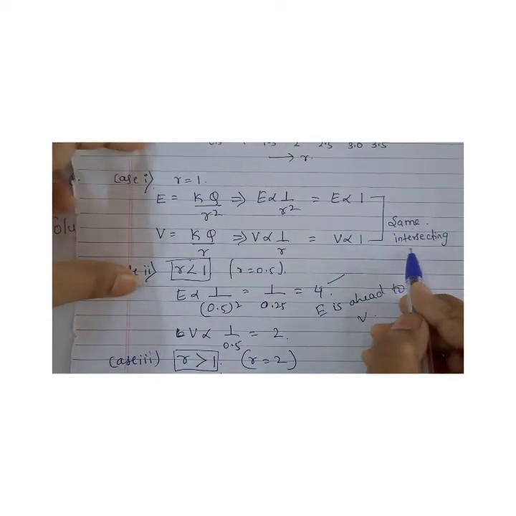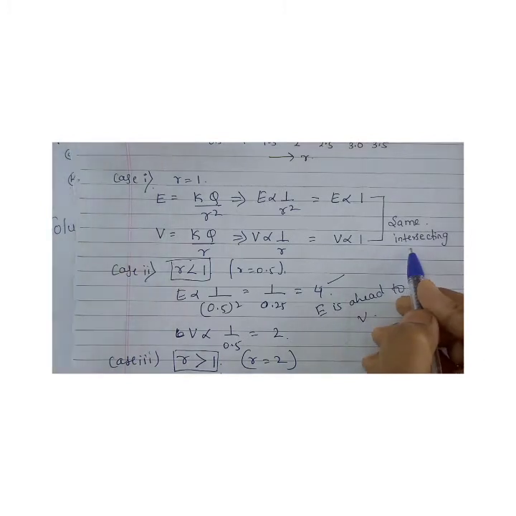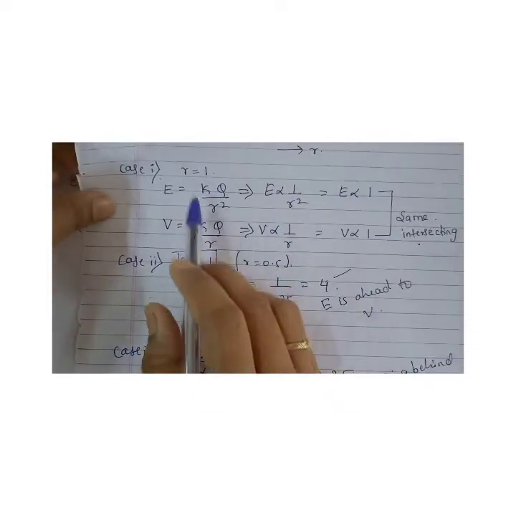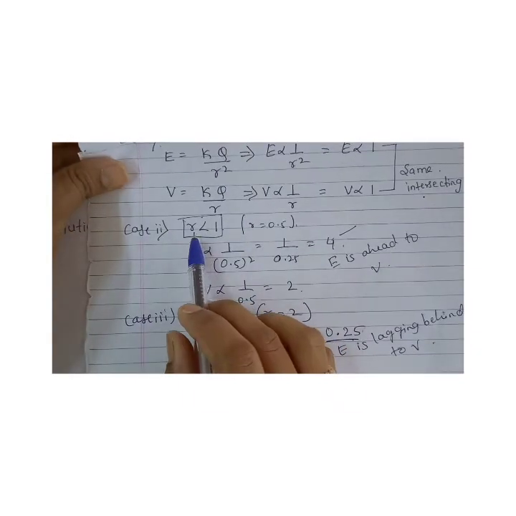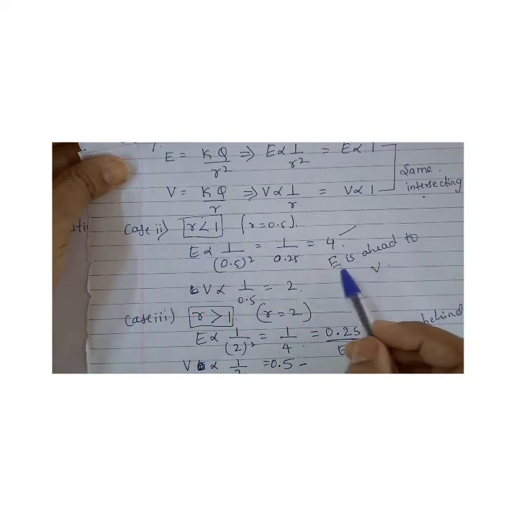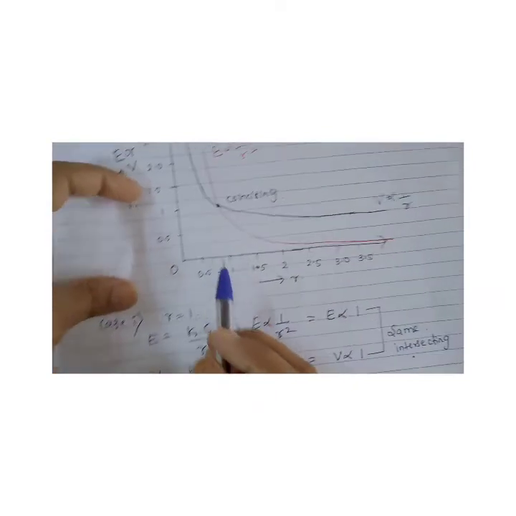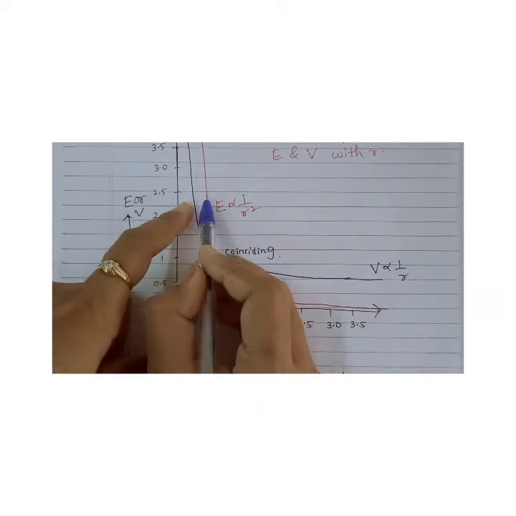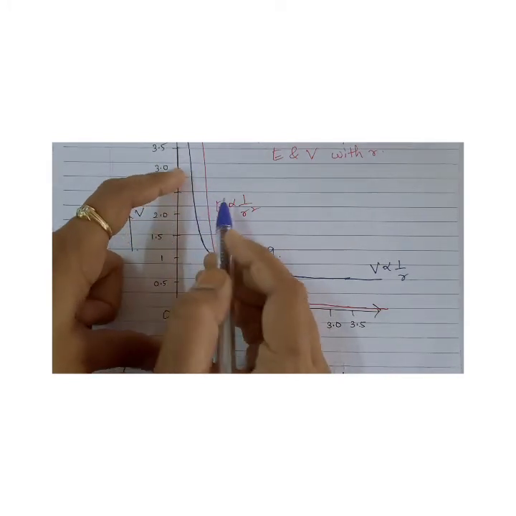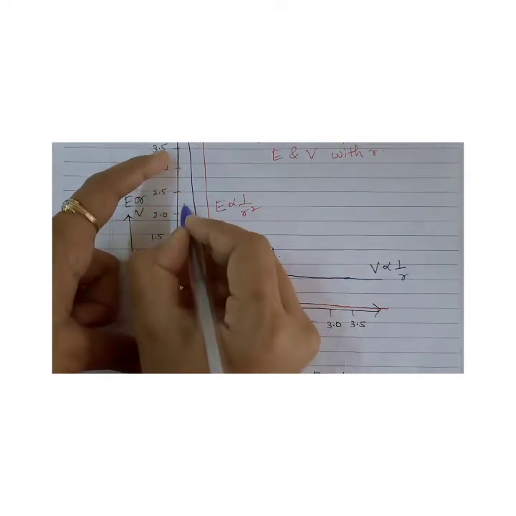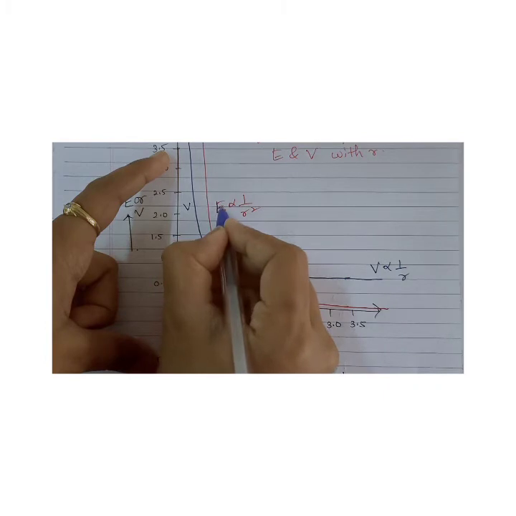E and V are equal when R is 1. If R is less than 1, then E is ahead. See here, E is ahead in this case; this is V and this is E.